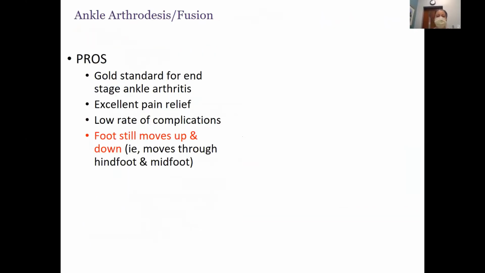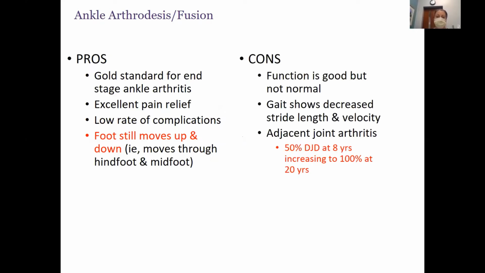So then moving on to the next surgical type, we have something called an ankle fusion, where we fuse the bones of the joint together. This has been the gold standard for end-stage arthritis for several years because it provides excellent pain relief and has a low complication rate. Even after the surgery, your foot still is able to move up and down, but it's not without risk, okay? Even with this, you're giving up something to gain pain relief.